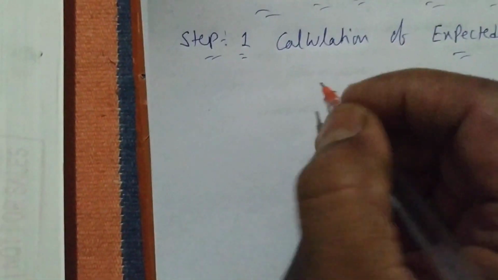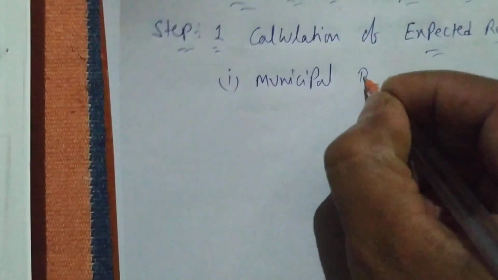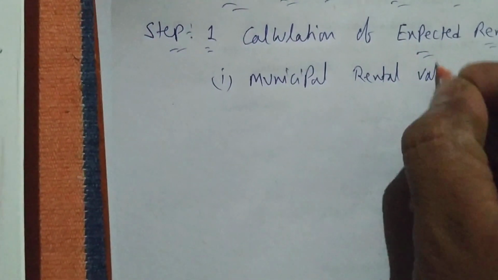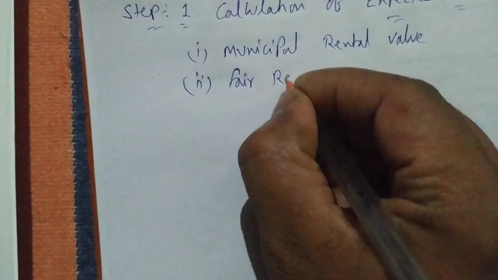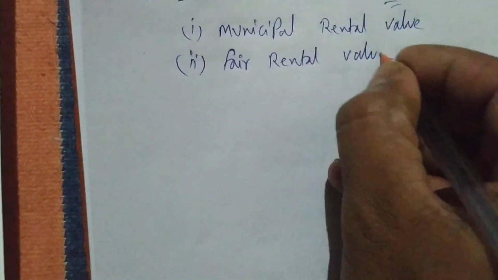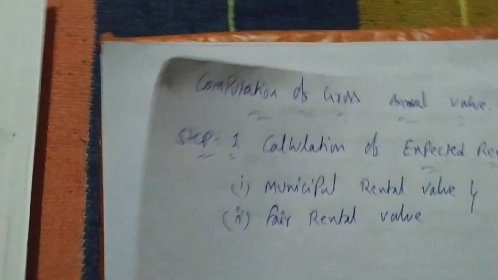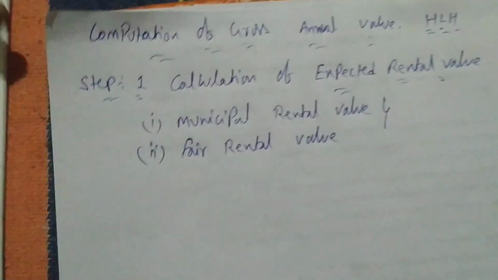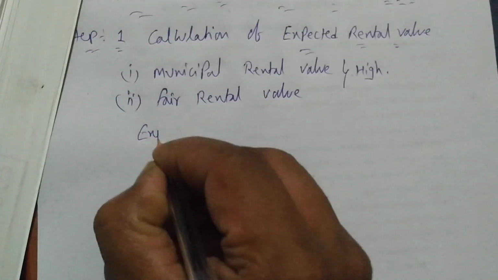So how to find out expected rental value? To find out expected rental value, we need 2 things. First we need municipal rental value. Second one is fair rental value. Whichever is high will be considered as ERV, expected rental value.